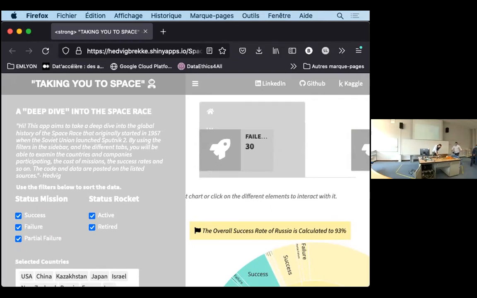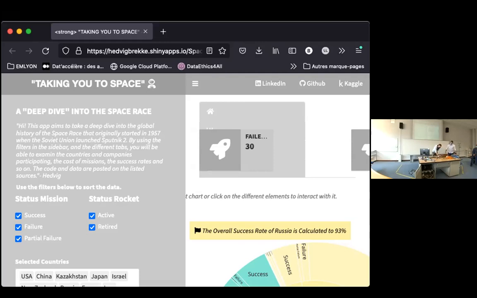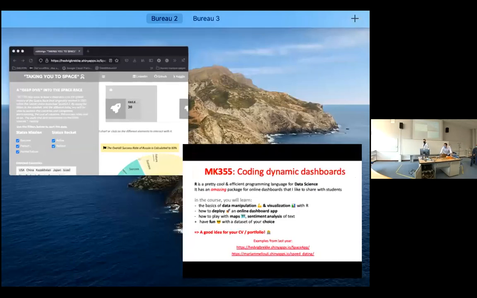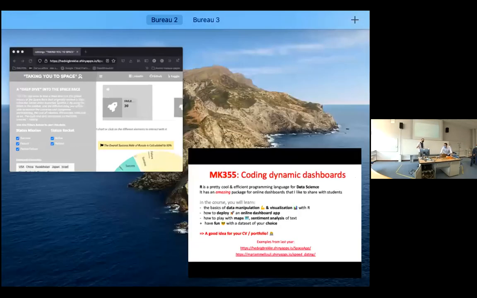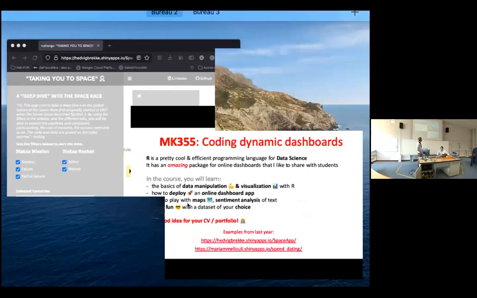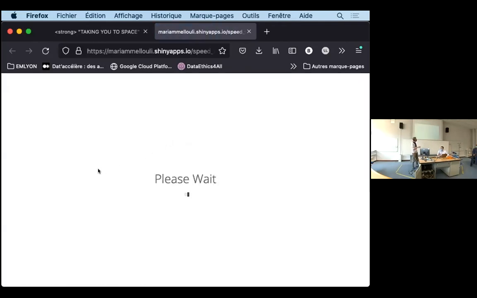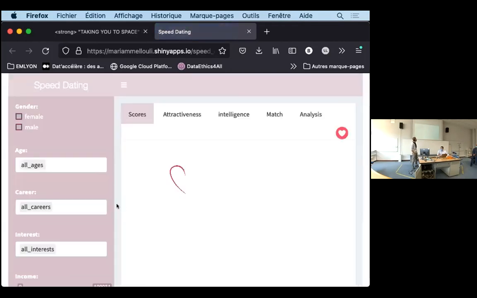Where is the original presentation? Below? Yeah, here. And that's an app on speed dating. I don't know if maybe the link is not working. Well, I've got dozens and dozens of such examples. Of course, if you're interested, go read the syllabus. You'll get more detail. But if you're interested in data science, it's always going to be a good line on your CV to say that you're able to code in R and to deploy apps like the ones that we create in Shiny, which are purely 100% customized.